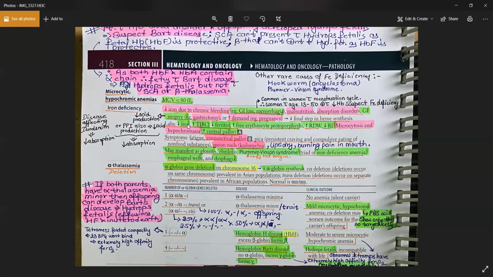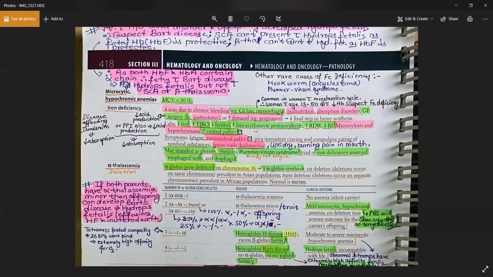What are the labs? You will have a low level of iron. You will have a high TIBC, because whenever you have a low ferritin, you will always have a high TIBC. The affinity of the transferrin for iron is increased. You will have low overall iron in the body and low free iron levels also. You will also have an increase in erythrocyte protoporphyrin, because you know that protoporphyrin must be combined with iron to form heme.